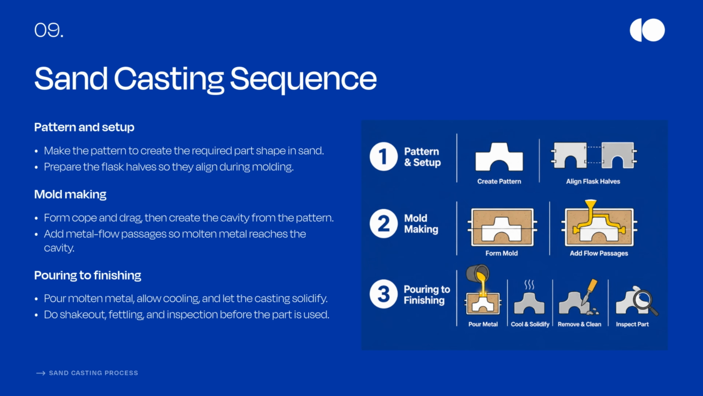Add metal flow passages so molten metal reaches the cavity. Pouring to finishing: pour molten metal, allow cooling, and let the casting solidify. Do shakeout, fettling, and inspection before the part is used.